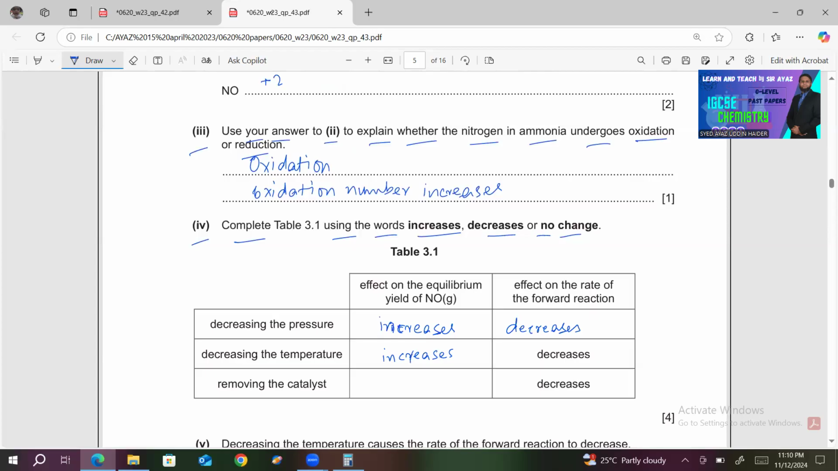Removing the catalyst. Now, a catalyst has no effect on the equilibrium yield of NO because a catalyst simply increases the rate of reaction in both directions. It doesn't have any effect on the concentration or yield of the reactant or product. So we'll write no change here.